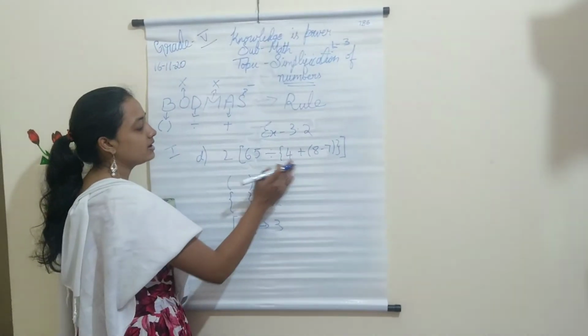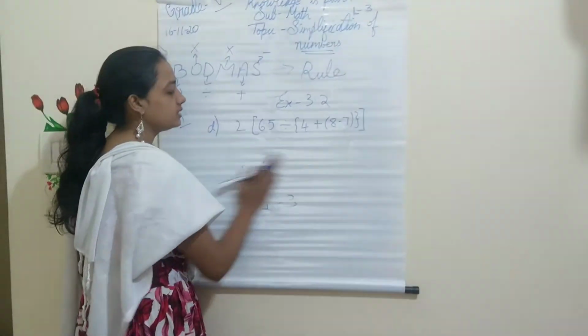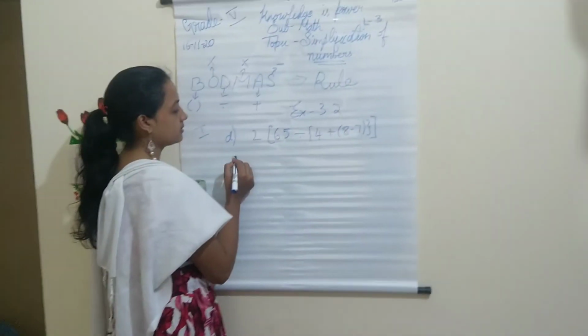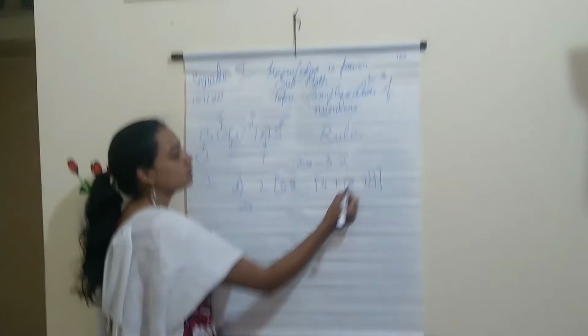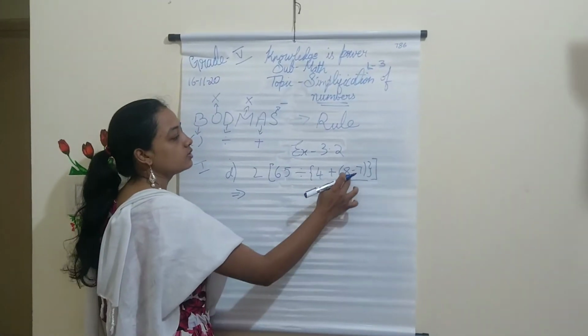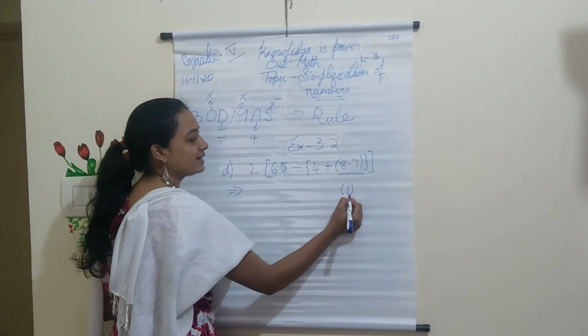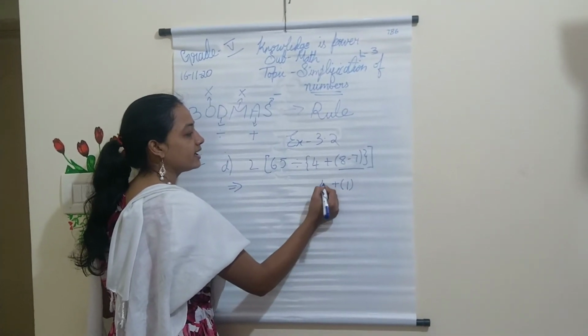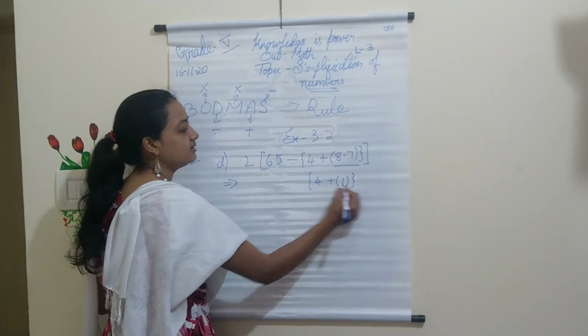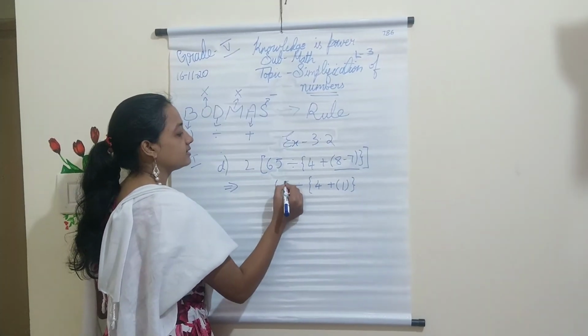So now let us solve the sum using these brackets. So first is the common bracket. So 8 minus 7 is 1. And let me keep the answer inside and write all the others as they are.